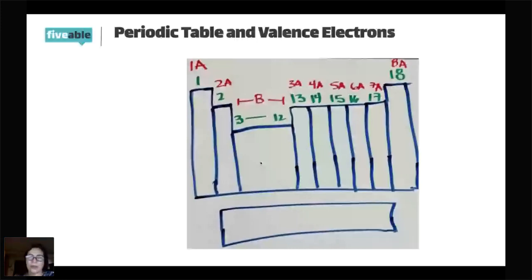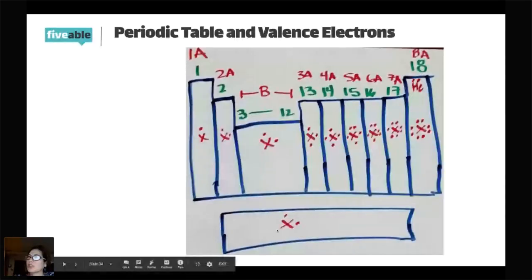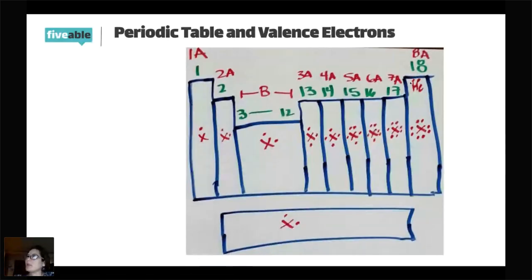Of course, there are exceptions, like chromium, in which you will have 1. So there are some exceptions, but in general, the valence electrons of the transitions, as well as the inner transitions, are 2. Another exception is helium, which is a noble gas, but contains only 2 valence electrons because it is stable with only the first shell full. Any questions so far?